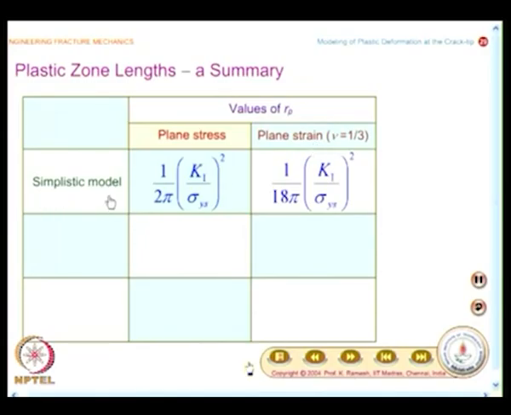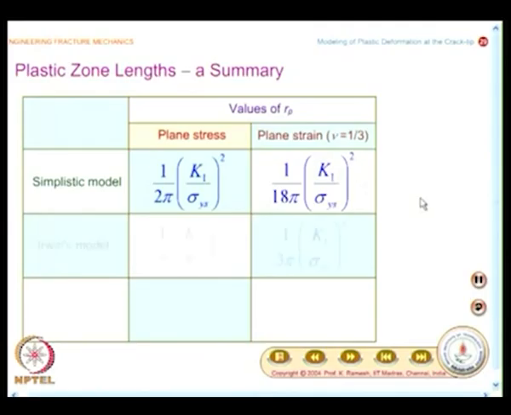You had the simplistic model where you did not consider redistribution of load. The plastic zone length is 1 by 2 pi (K1 by sigma_ys) whole square, and in the case of plane strain this is much smaller. You have this as 1 by 18 pi (K1 by sigma_ys) whole square.